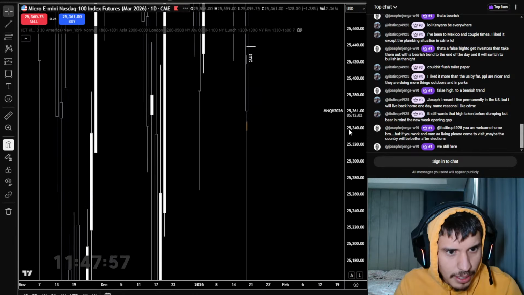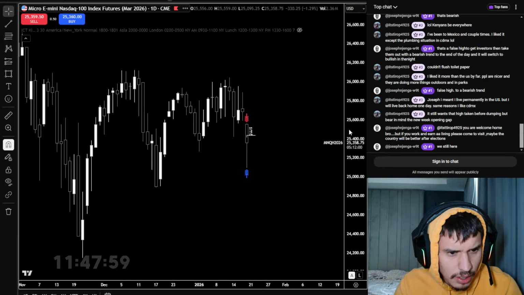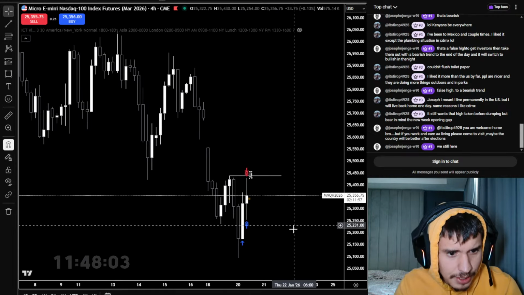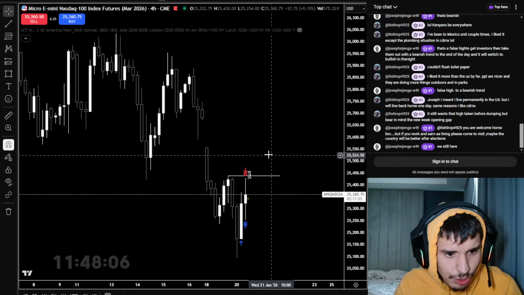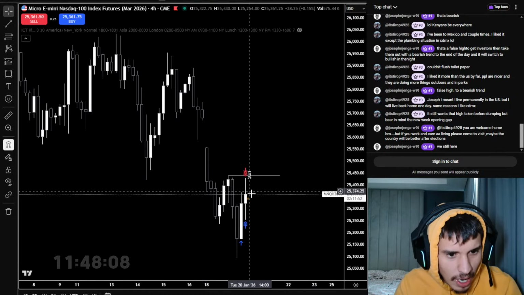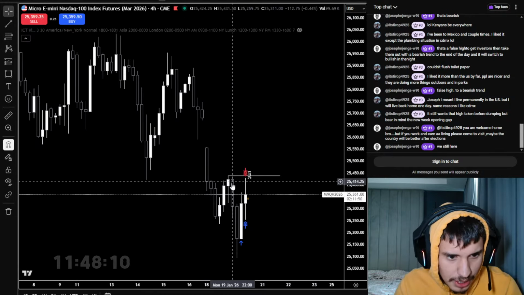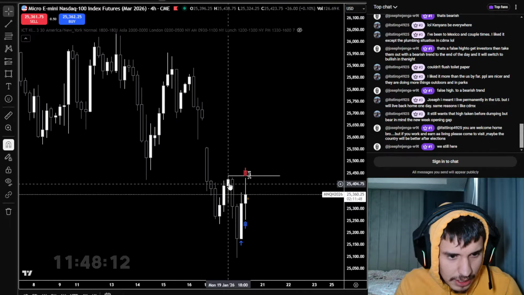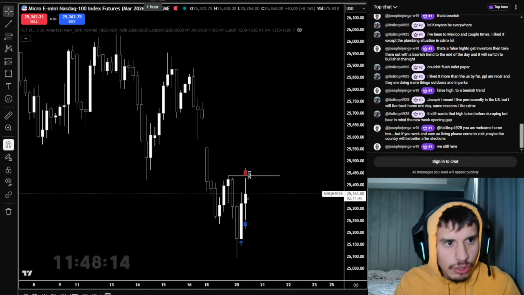So on the daily, we're bearish. Yeah, the daily's bearish. The 4 hour is neutral. Not really any direction. We do have those equal highs, but we did meet the body of this. We are respecting this bearish order block. Neutral.